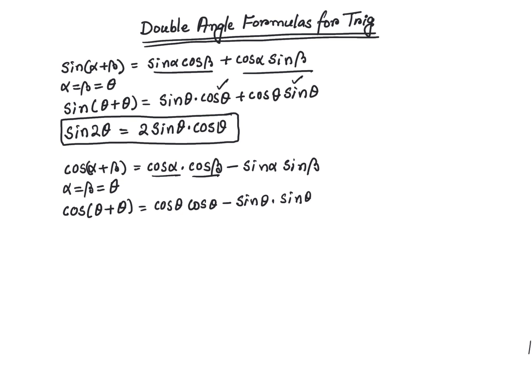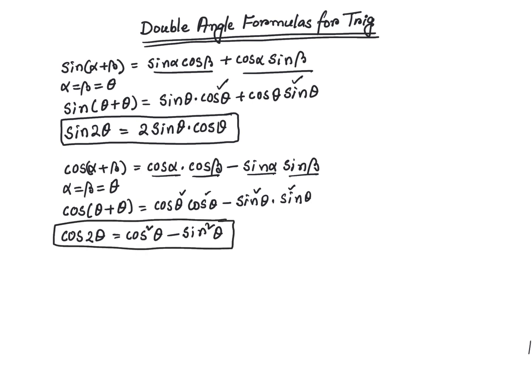Similarly, sine of alpha is sine of theta, sine of beta is sine of theta. So on the left hand side, I will have cosine of theta plus theta, which is 2 theta, equal to cosine theta times cosine theta, which is cosine square of theta, minus sine theta times sine theta, which is sine square of theta. So this is my second formula for double angles. However, this formula has different versions.